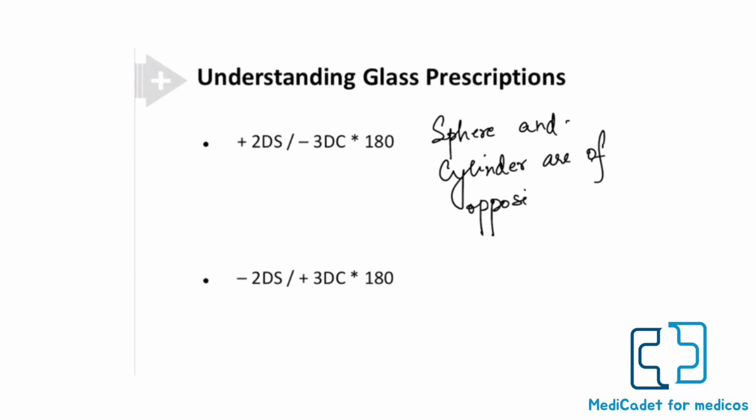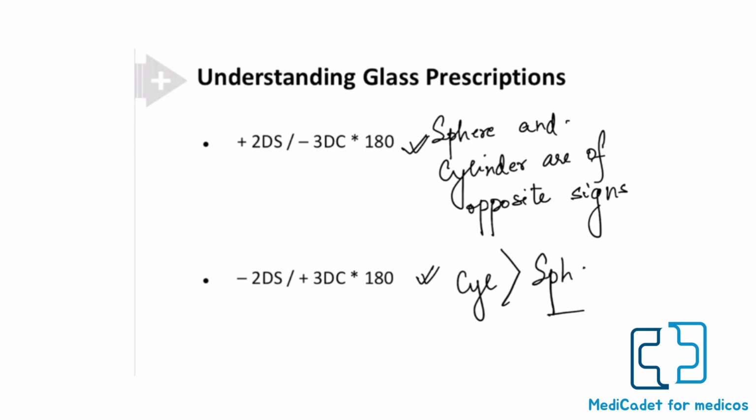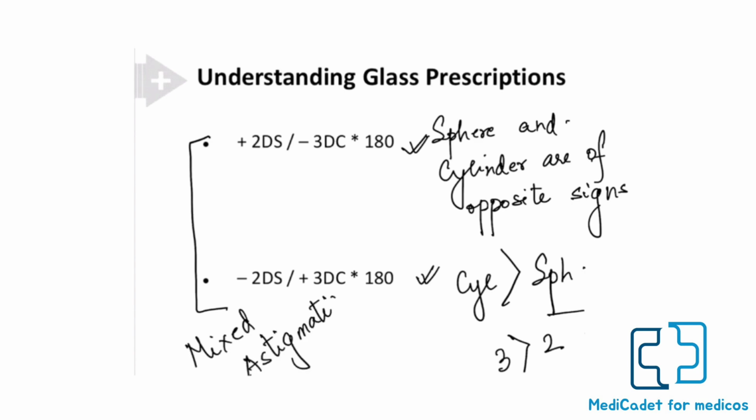So either we will have a minus sphere with a plus cylinder or a plus sphere with a minus cylinder. And the second point is that the absolute value of the cylinder will always be greater than the sphere. Here the cylinder absolute value is 3 and the sphere absolute value is 2. This is what the prescription of mixed astigmatism looks like. So, how do you identify a prescription of mixed astigmatism in the exam? In a prescription of mixed astigmatism, the sphere and cylinder will be of opposite signs. So either you will have a minus sphere with a plus cylinder or a plus sphere with a minus cylinder.